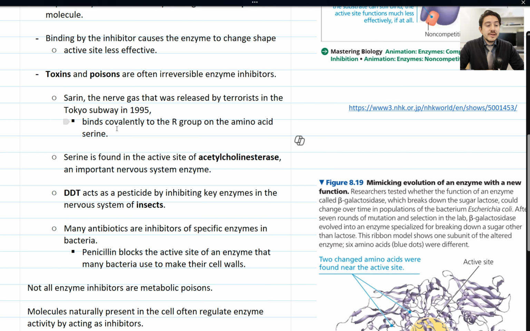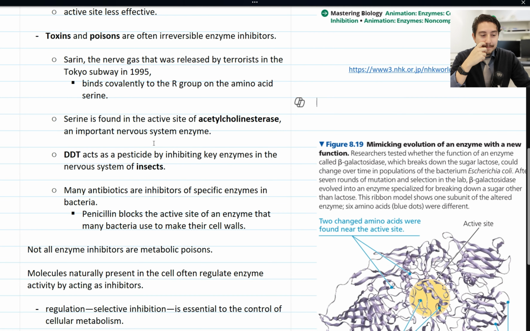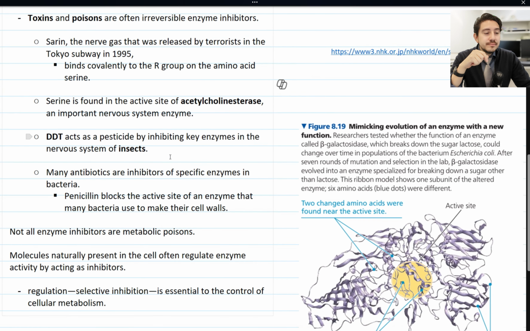There was covalent bonding occurring between these toxins and the R group of an amino acid, serine, that decreased the efficiency of the enzyme that it was targeting. More particularly, acetylcholinesterase. It is an enzyme that focuses signaling. Acetylcholine, neurotransmission.